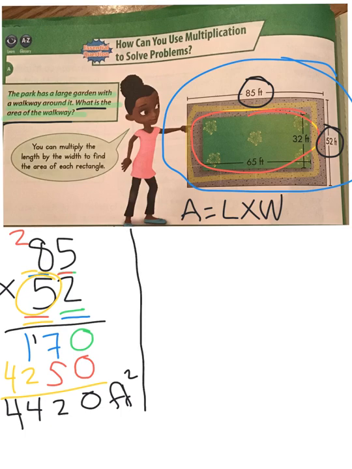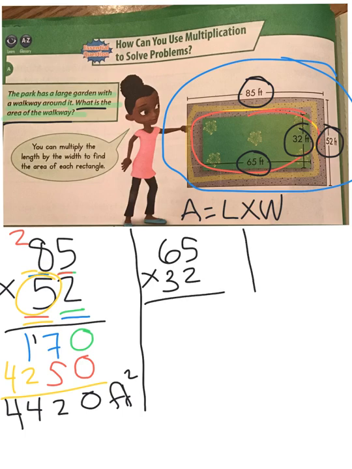Step 2. Now I need to multiply the area of the garden. I have 65 feet times 32 feet. So 65 times 32. Once again, I'm going to use a standard algorithm with regrouping. On your paper, go ahead and create a 3-column note so you can do this work with me. First, let's multiply our ones times our ones. So 2 times 5 is 10. Put your 0, regroup your 1.